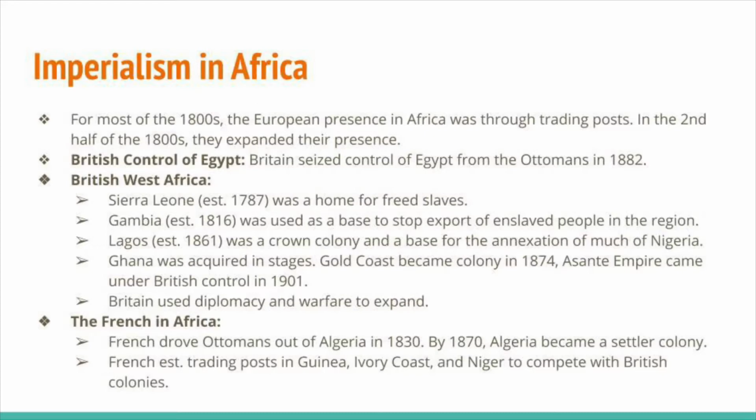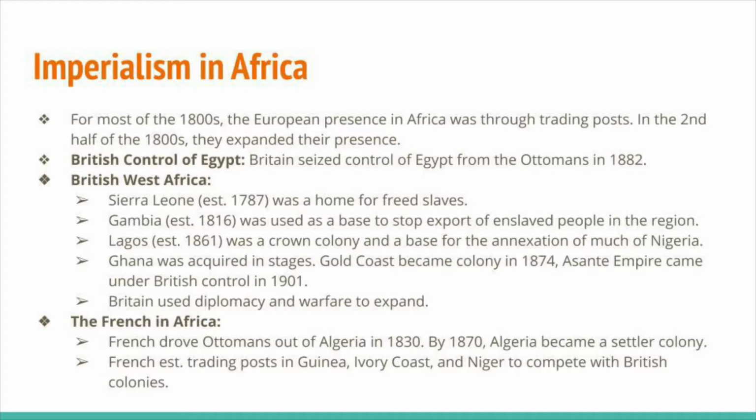Imperialism in Africa. For most of the 1800s, the European presence in Africa was restricted to trading posts. In the second half of the 1800s, however, they expanded their presence. The British seized control of Egypt from the Ottoman Empire in 1882.